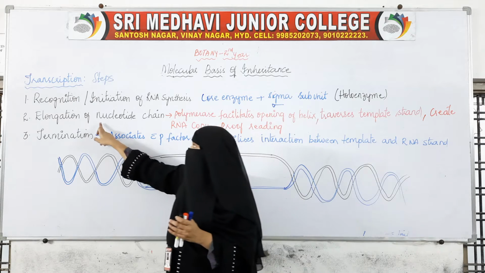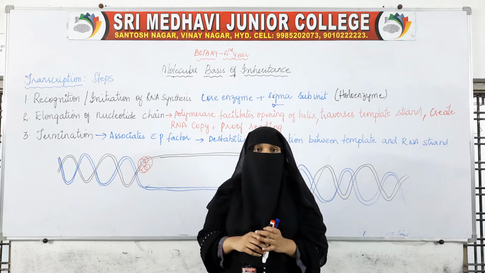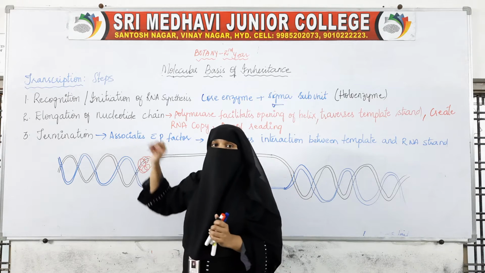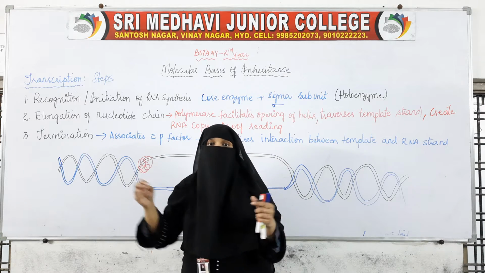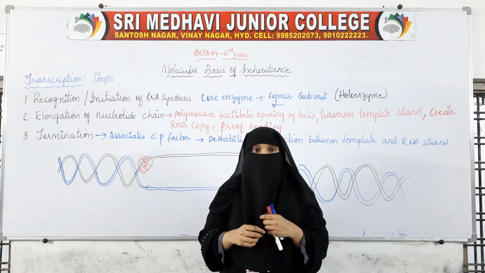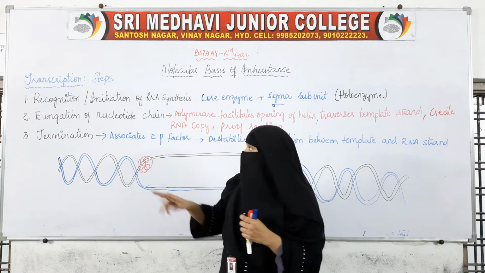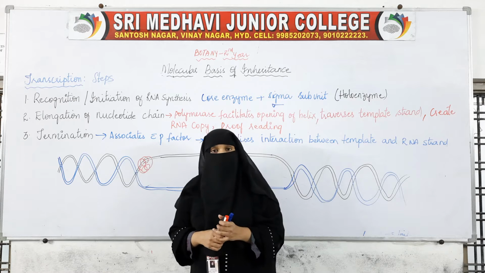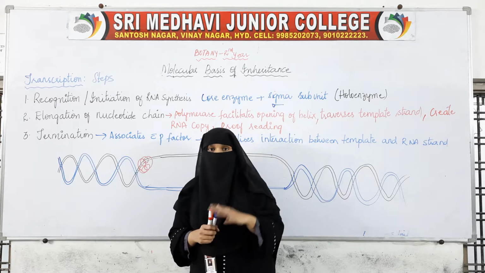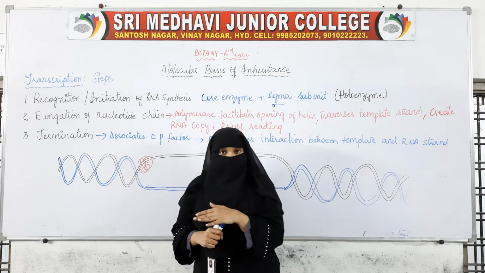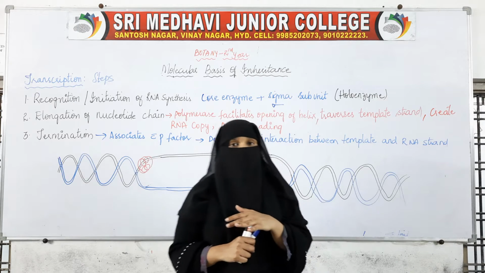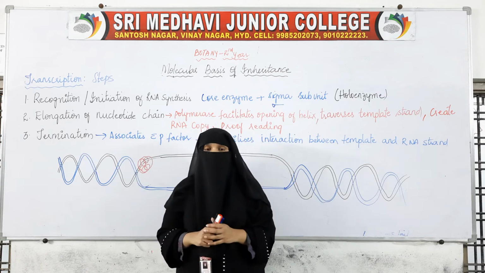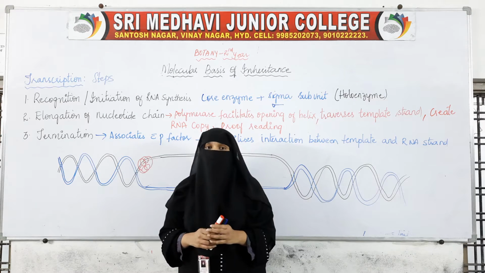The second step is elongation of nucleotide chain. Lengthening of the nucleotide chain will be taking place. And the third step is the termination. So transcription takes place in 3 steps: recognition or initiation of RNA synthesis, elongation of nucleotide chain, and termination.